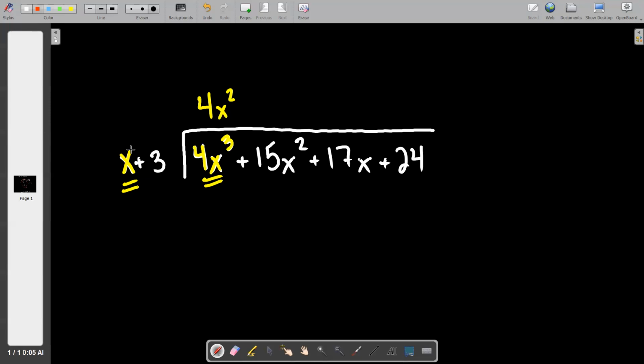Don't look at this or this. I just need your agreement that what I put up top on the quotient line, when I multiply it by what's out here, equals what's in here. So are we all in agreement with that? Okay.